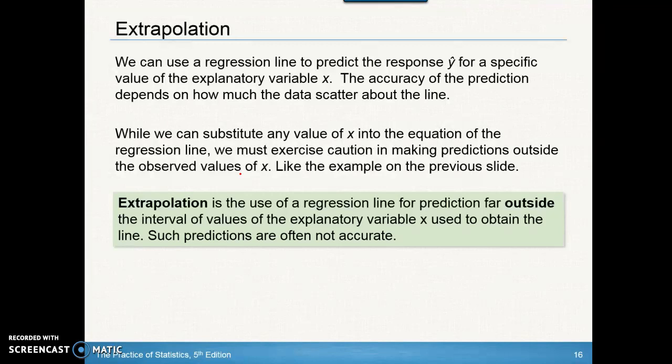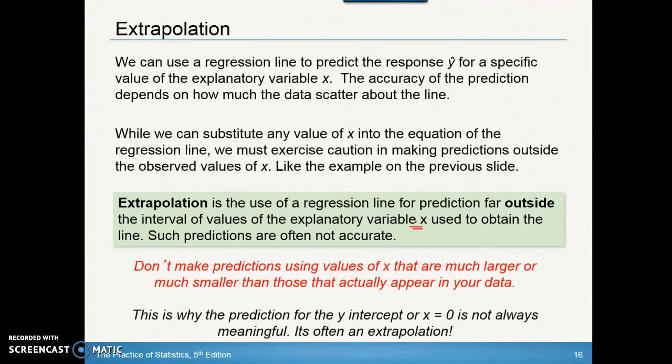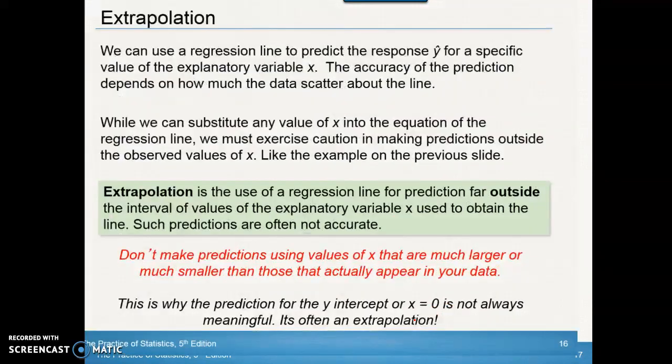It's the use of the regression line for prediction values that are outside the interval of the explanatory variable, or your x values, okay? Such predictions are not accurate. Don't make predictions of values of y that are much larger or much smaller than the data that you have collected. This is why the meaning of the y-intercept, or whenever x is equal to 0, is not always accurate or meaningful, because often at x equals 0 we don't have data that was collected, therefore it's extrapolation.